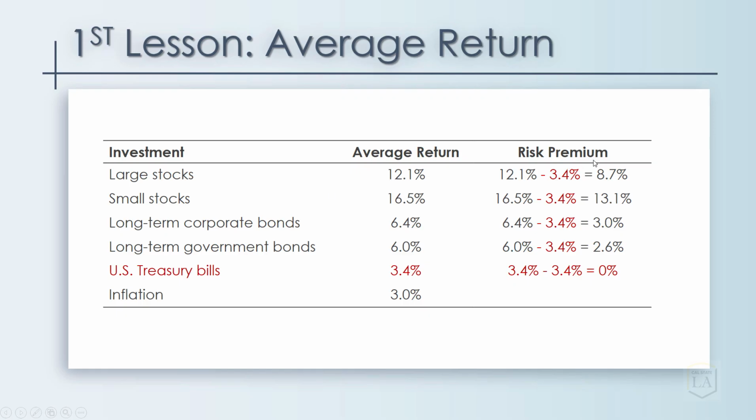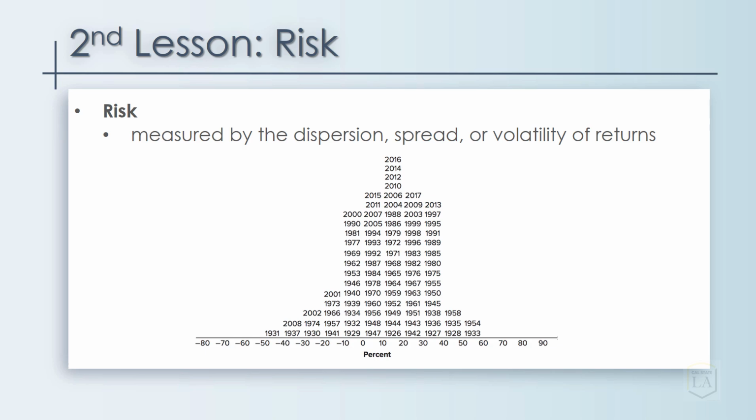So you can see that the risk premium is slightly lower than the raw amount of average returns. And also, of course, by definition, the risk premium on the U.S. Treasury bill or the risk-free asset should be 0% because conceptually you're not taking any risk by investing in the U.S. Treasury bill. Now, the second thing to note from the historical record is the term risk.